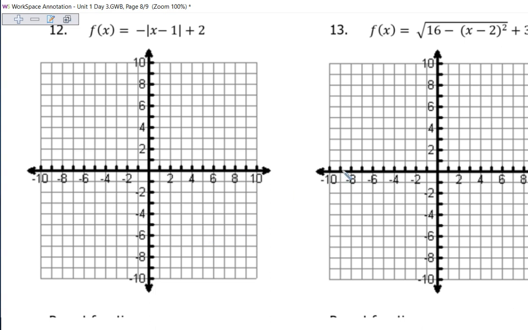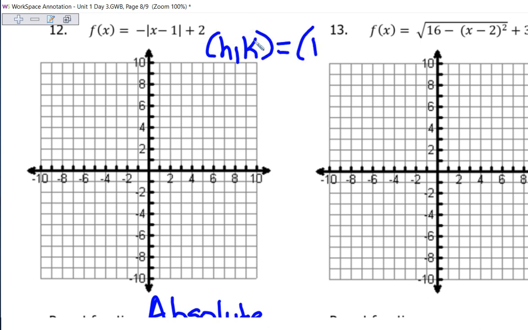What's the parent function for number 12? Absolute value. And what does absolute value look like? A V. And for this one, again, find HK so you know where to start. What is HK? 1, 2. So start at 1, 2. And would this one point up or down? Down. So this one's pretty basic.